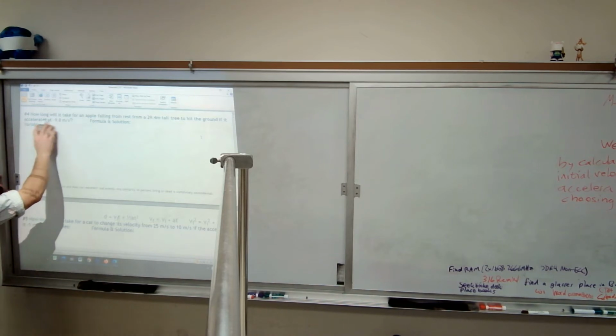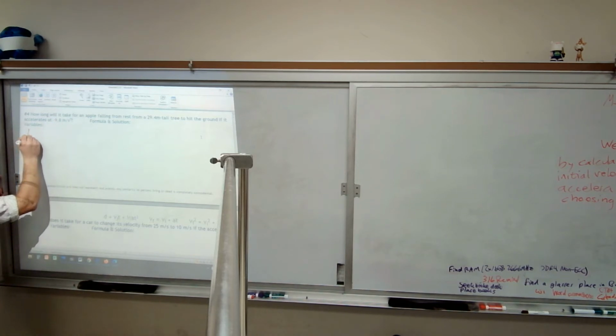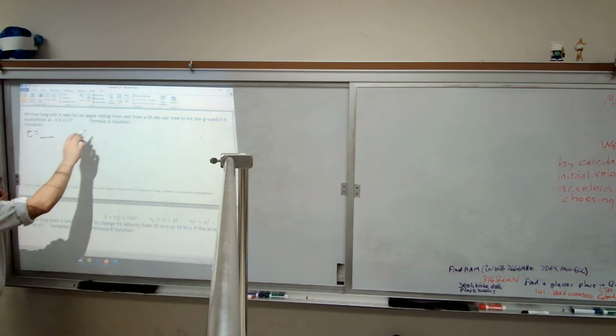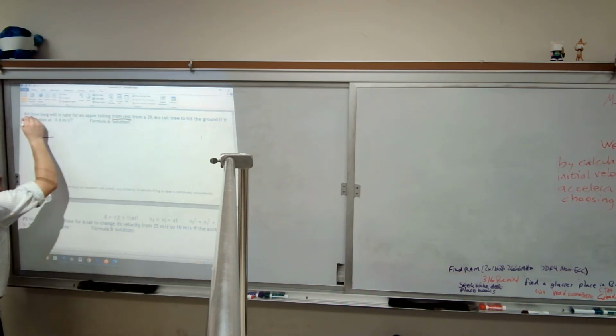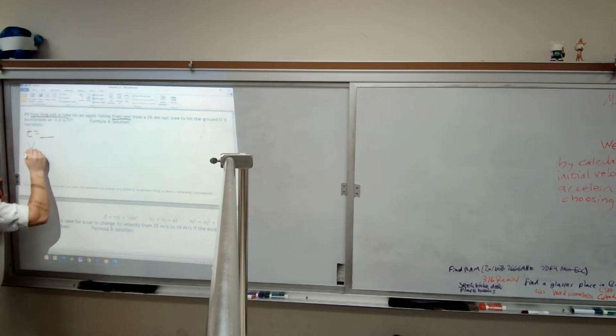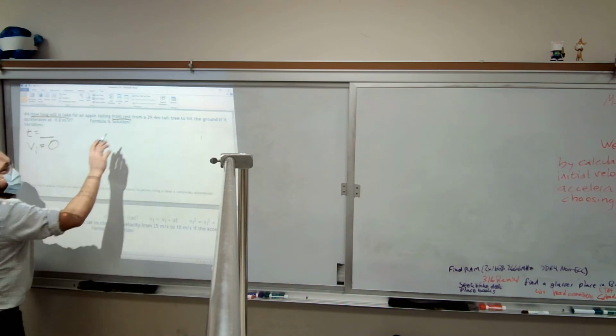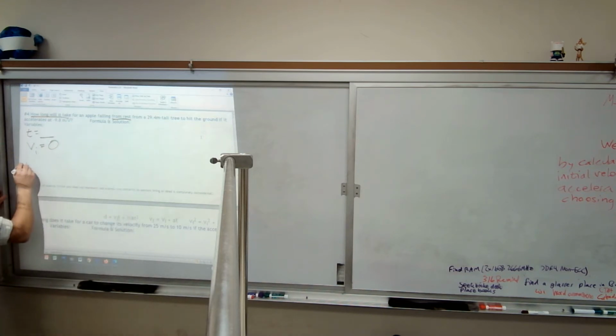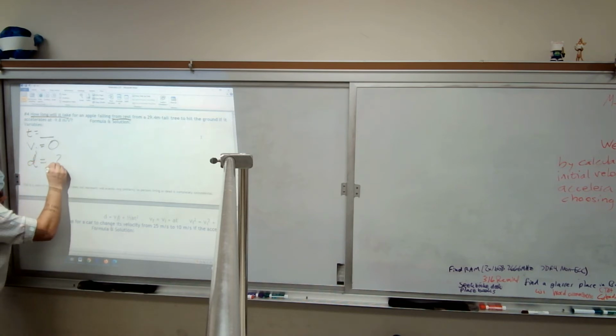Alright, and it asks how long will it take. That's asking for time, so we'll say t equals blank. For an apple falling from rest, that's my next thing. Oh, I'm not underlining stuff, there we go. From rest means vi equals 0, because it started from 0, from rest. From a 29.4 meters tall tree, so that's a distance. We'll fix that up in a minute though. I'll show you something about that.